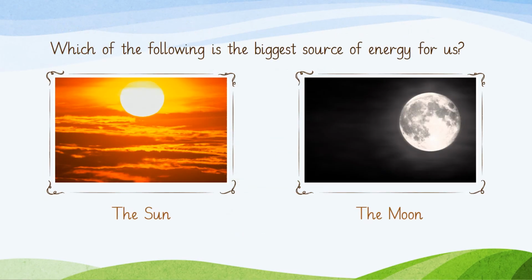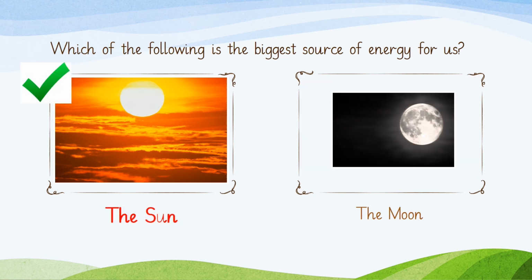Another question is, which of the following is the biggest source of energy for us? Is it the sun or is it the moon? The correct answer is the sun. Sun is the biggest source of energy, that is heat and light, for all the living things on the earth.